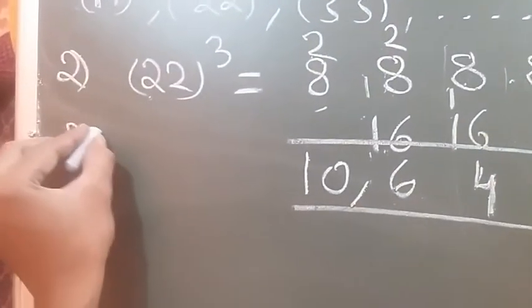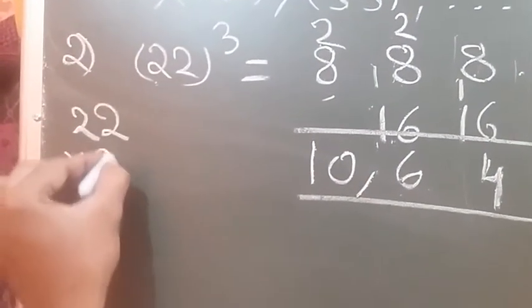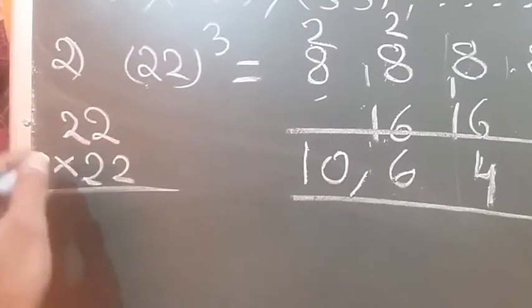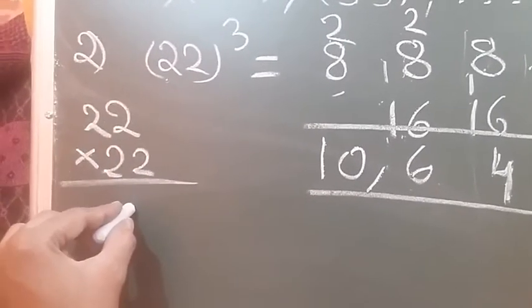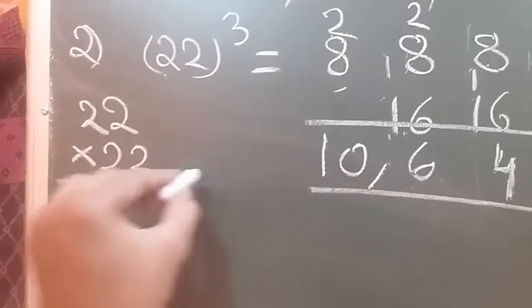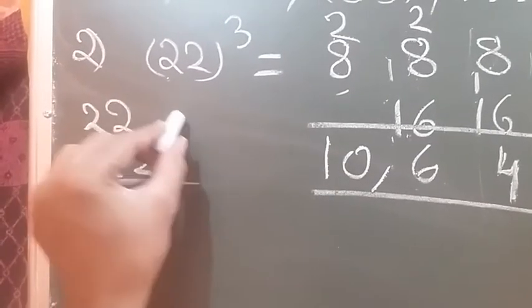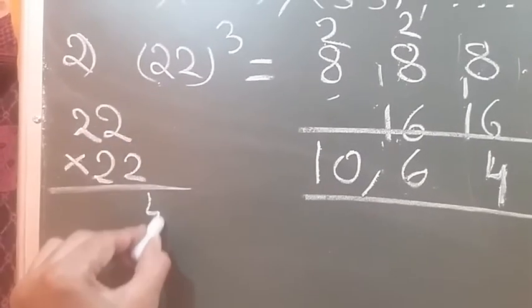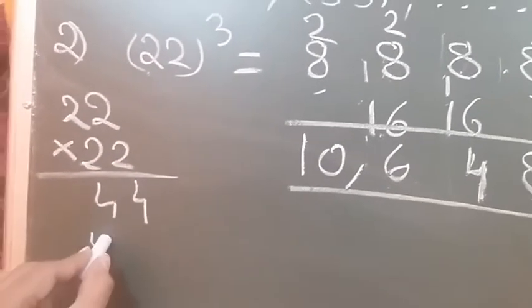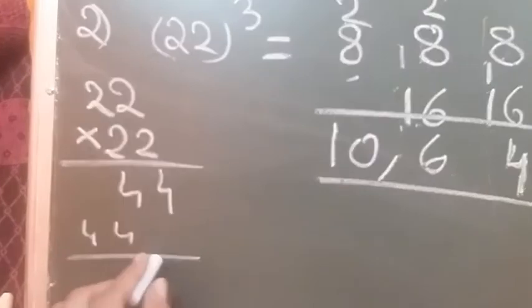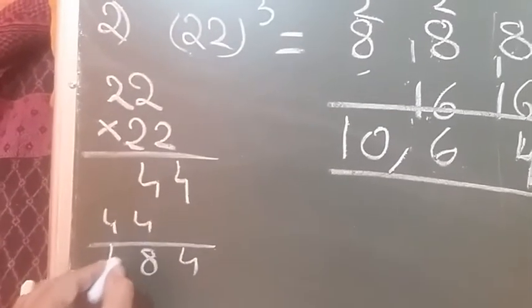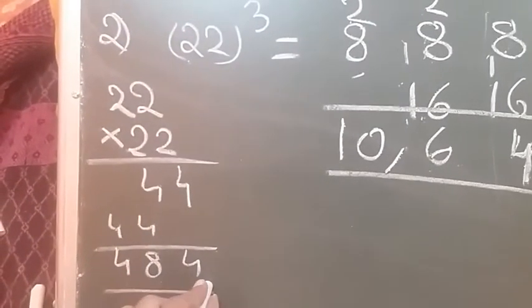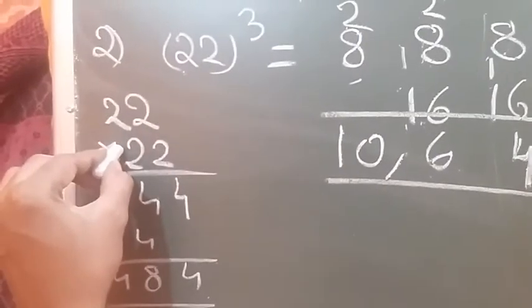Let us check with normal multiplication whether we got the same answer or not. Now square the number 22, and with that result, multiply again with one more 22. Then you will get the cube of the number 22. Now multiply 22 into 22. 2 2s are 4, 2 2s are 4. 4, 8, 4. 484 is the square of the number 22.